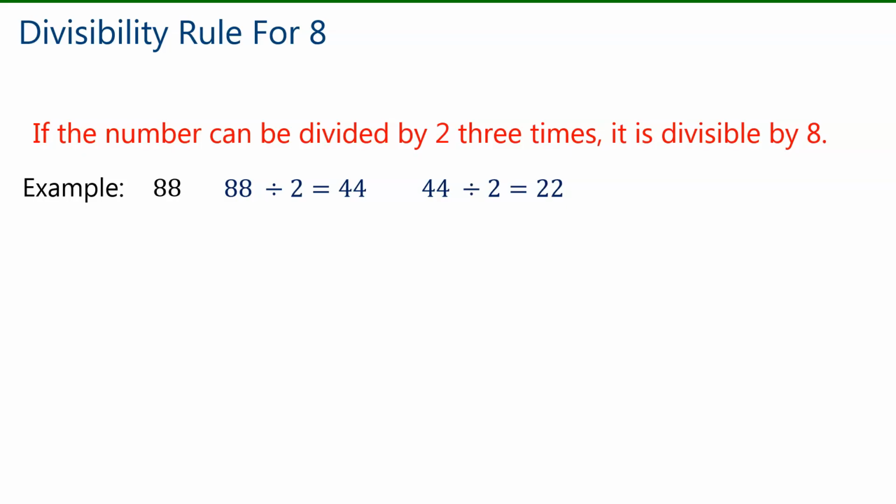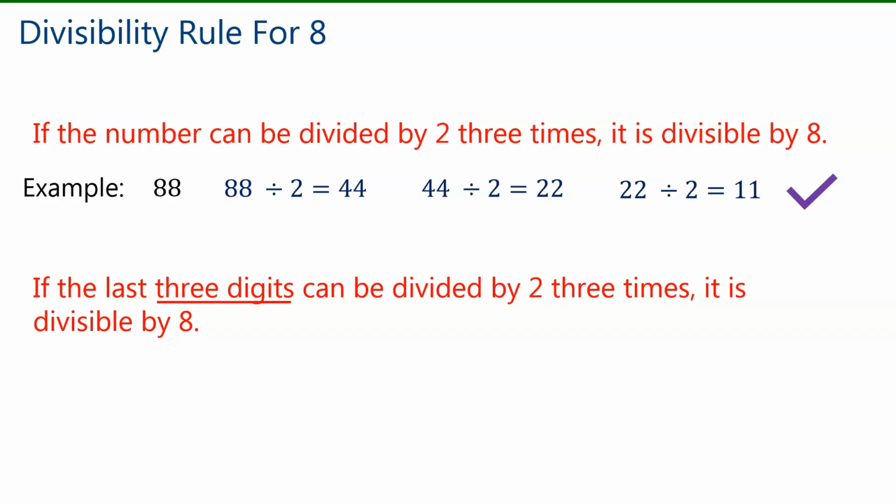Now if I do it a third time, 22 divided by 2 is 11. So I was able to divide 88 by 2 three times, meaning 88 is indeed divisible by 8. So that's how this rule works.